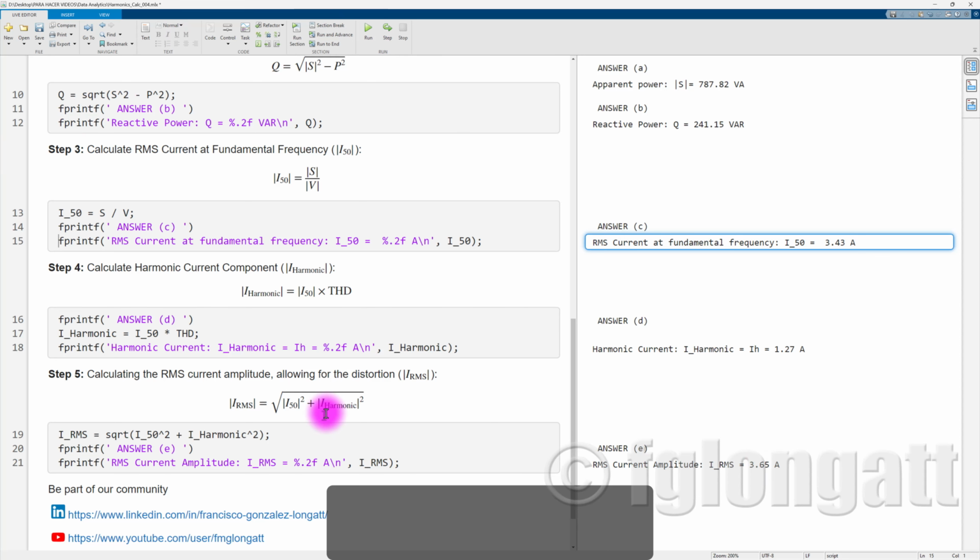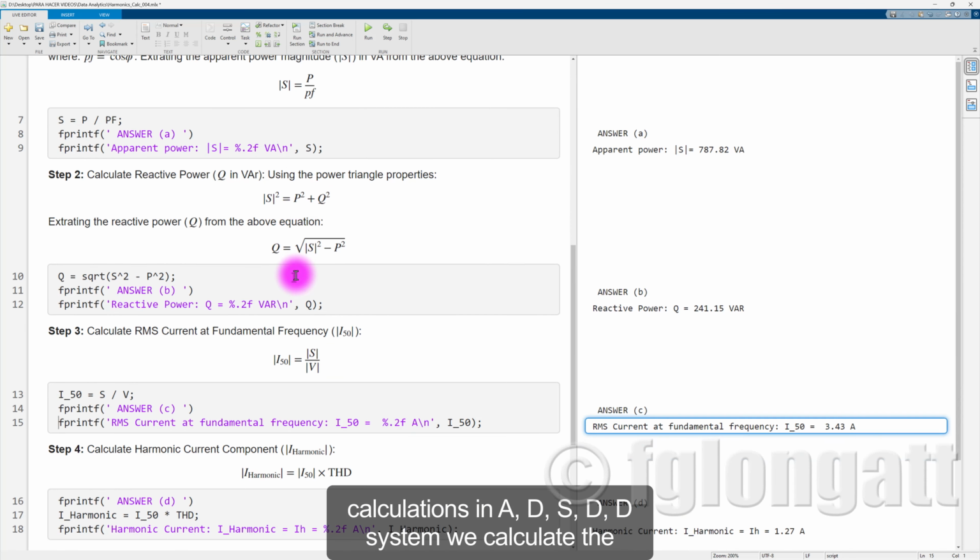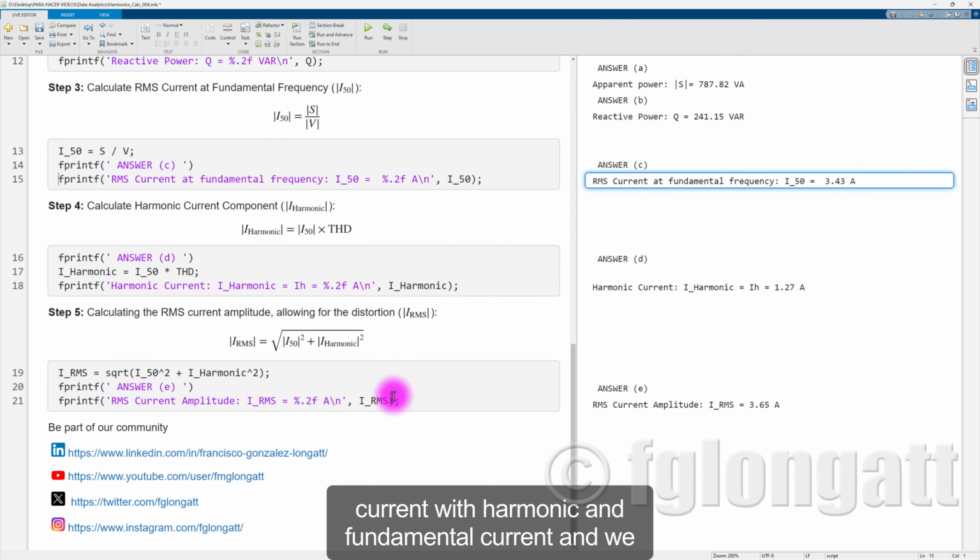So as you can see over here, the effect of adding those harmonics into the current is increasing the total RMS value. So here today we learned something about harmonic calculations in AC steady-state systems. We calculated the current with harmonics and the fundamental current, and we are reaching the end of this video.